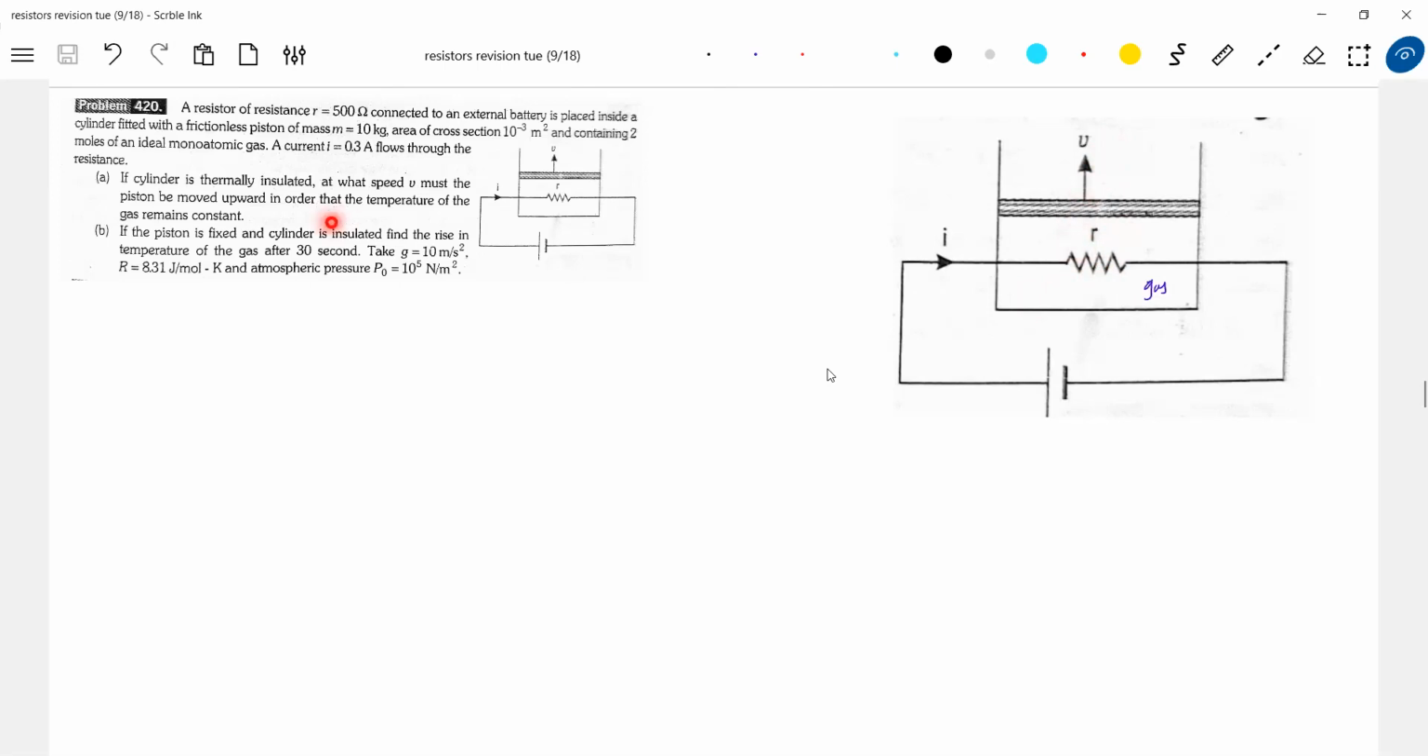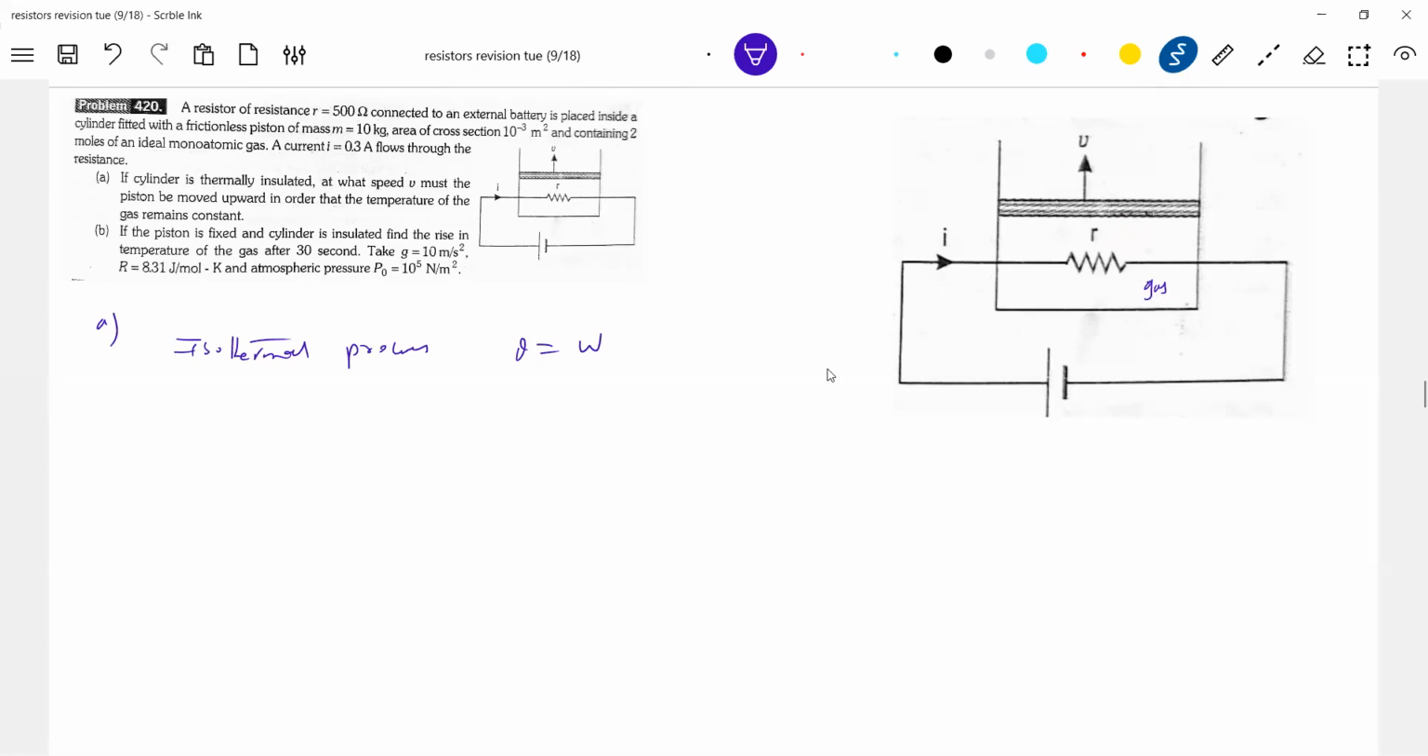That's what happens here. Now it's asking at what speed V must the piston be moved upward in order that the temperature of the gas remains constant. So how to relate things? Let's come to the isothermal process. What is the isothermal process? Option A, we are discussing the isothermal process.